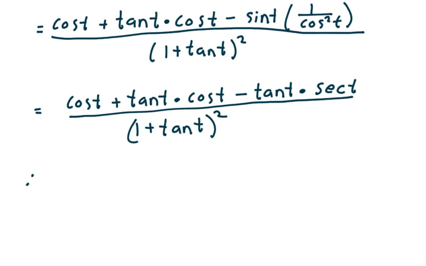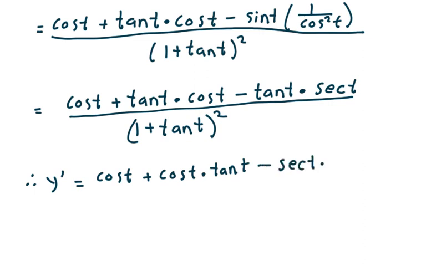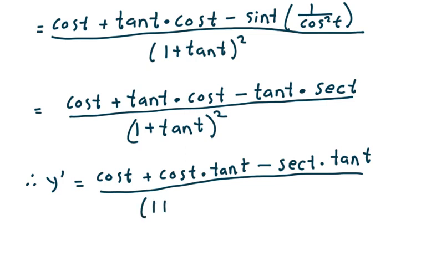But that's about all I'm going to be able to do for problem number 18. And so, therefore, y prime is cosine t plus cosine t times tangent t minus, and I'm going to write this as secant t times tangent t, divided by 1 plus tangent t to the second. That's number 18. Let's take a look at 19.